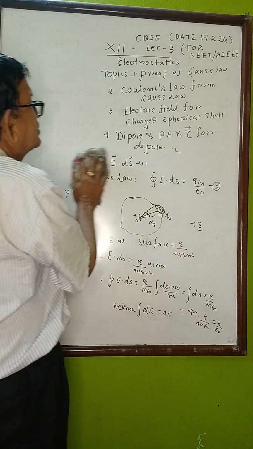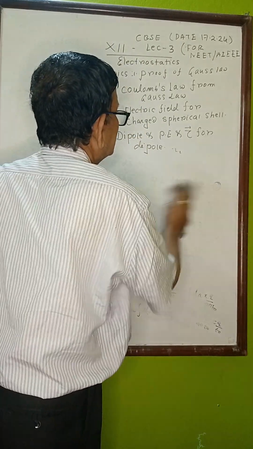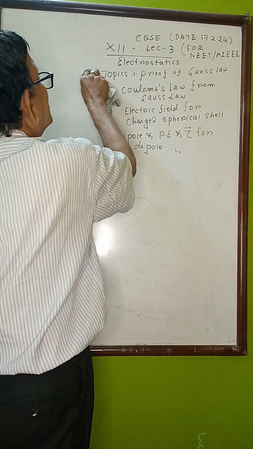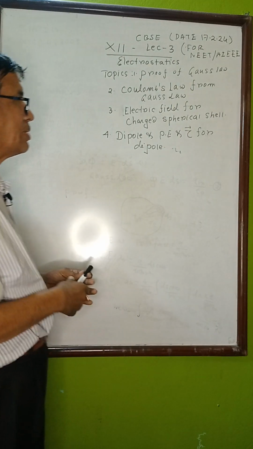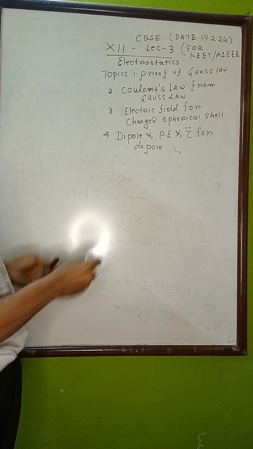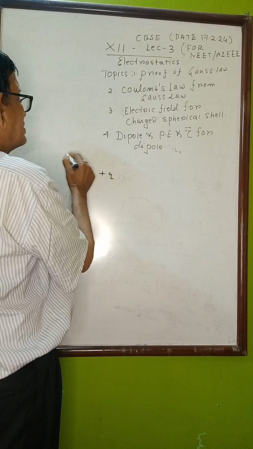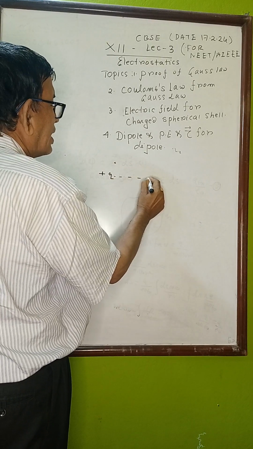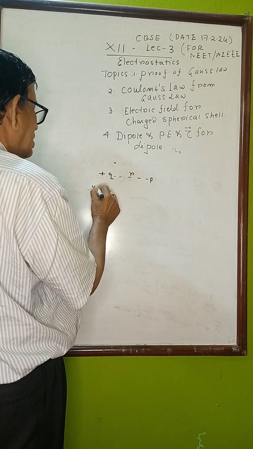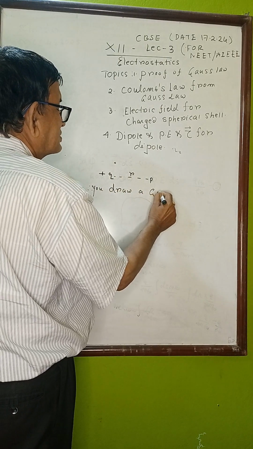Now I shall derive the second one. First case I have derived, now I am deriving the second one. All of you open your book and write down Coulomb's law. Suppose there is a charge q. Suppose there is a charge q, at a distance r, at the point P, you draw a Gaussian surface.